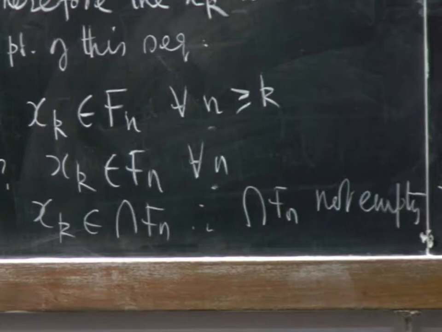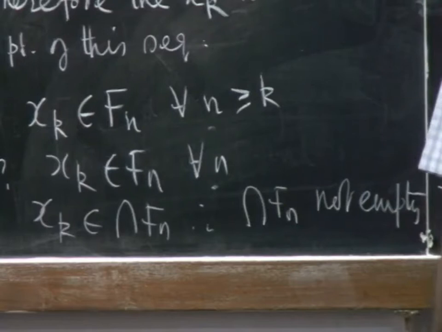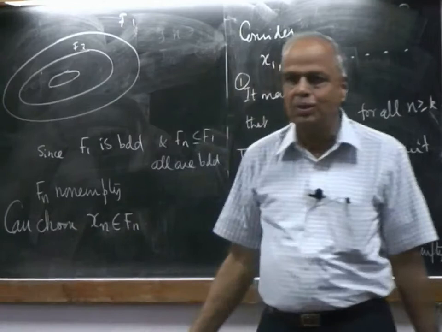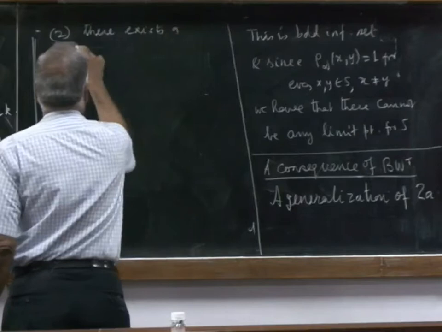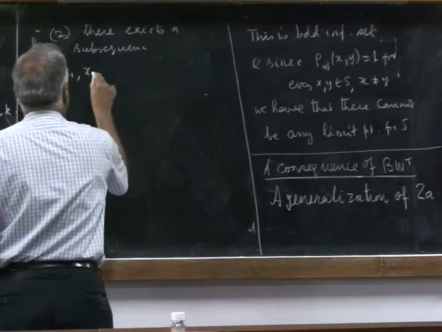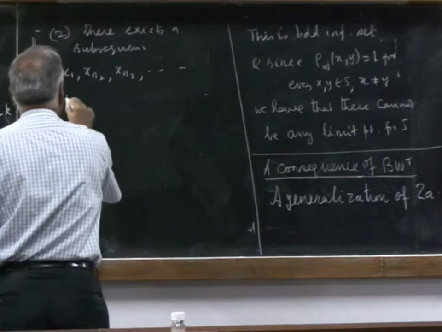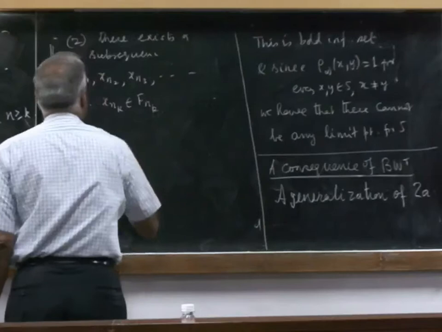The other case is that there will be an infinite number of different terms. Maybe I chose one here, the same thing for here, a representative for this as well as this, but in the next stage I might have chosen a different representative. So case 2 is there exists a subsequence x1, xn2, xn3, etc., such that xnk belongs to fnk, of course x1 belongs to f1, and all are different.